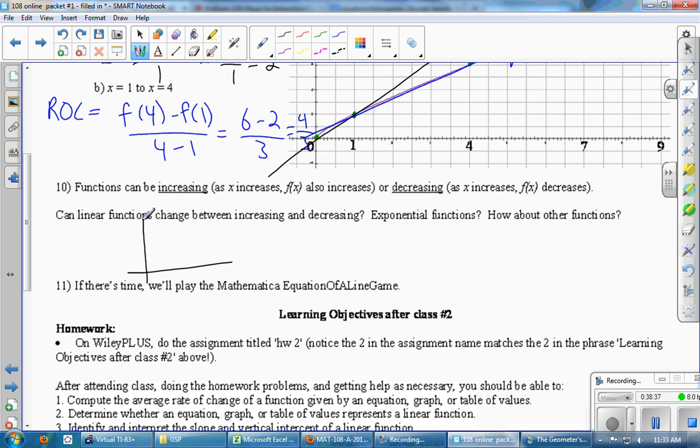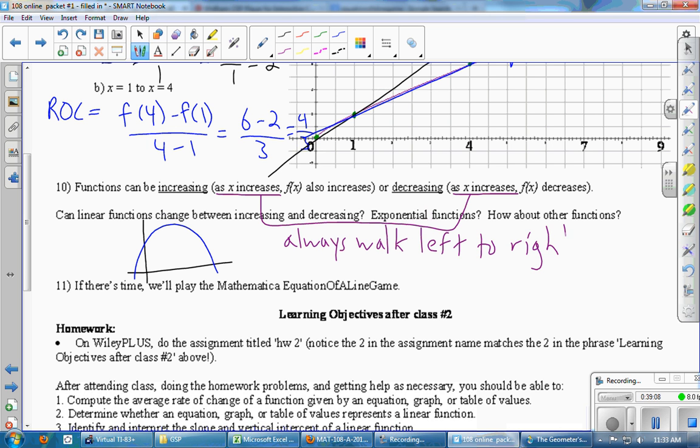So I'm going to draw a parabola. Maybe we'll draw one that looks kind of like the one we saw in class 1. So what is happening with this function? Well, to be increasing means as x increases, f of x also increases. But to be decreasing, x is still increasing. So we do that to be consistent. And what that means is that when you're thinking about whether a function's increasing or decreasing, you always walk left to right. Everybody in the world, when they think about whether a function's increasing or decreasing, walks left to right.